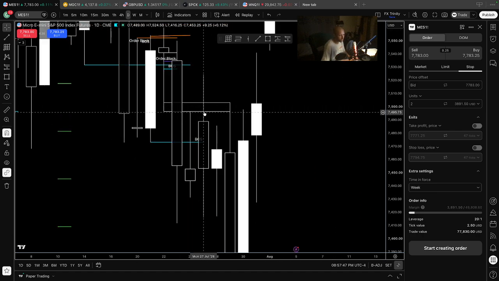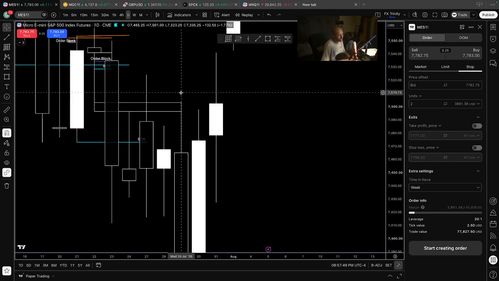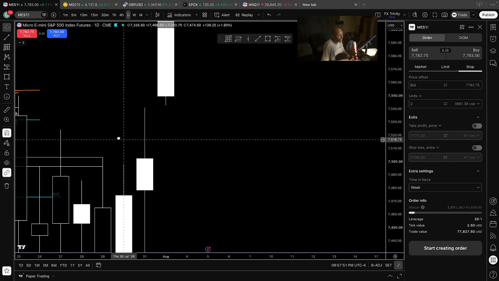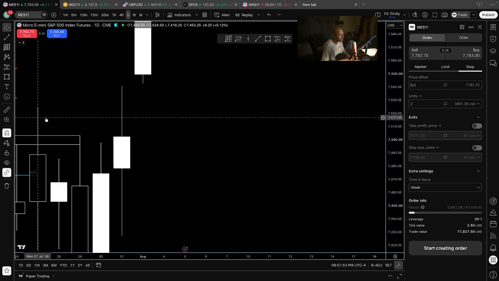So we get into this fair value gap, right? Which is also a daily sweep of a high. So that's a pretty good move right there. Here's the only thing about this Monday the 27th. I'm pretty sure, was it CPI or FOMC?